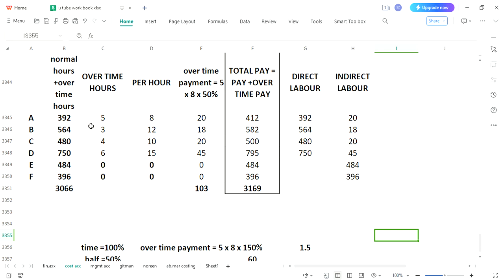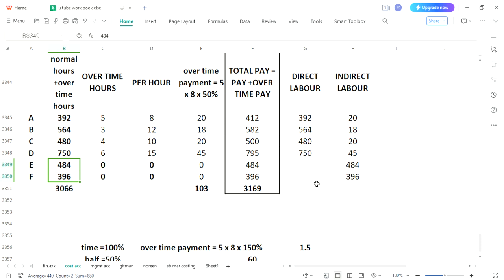It was mentioned in the question. A, B, C, D were direct. So what you have done, you took payment of A, B, C, D and wrote over here. This is your direct payment. E and F were mentioned as indirect, so 484 and 396. Look at here, these payments were shifted over here. Every overtime payment is not to be said as direct payment, so overtime payments are segregated separately.